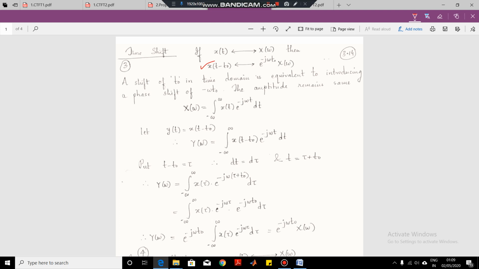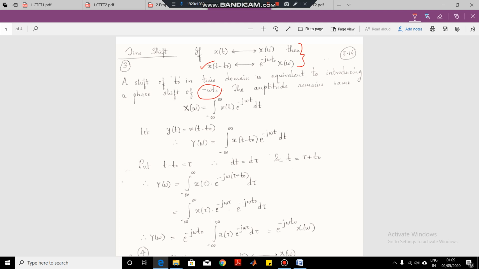So what has happened in the frequency domain? If you see, when you shift the signal in the time domain, the amplitude of the frequency domain signal remains the same, but there occurs a phase shift of minus omega t0. That is, when you are shifting the signal in the time domain, we are actually doing a phase shift of the signal in the frequency domain.